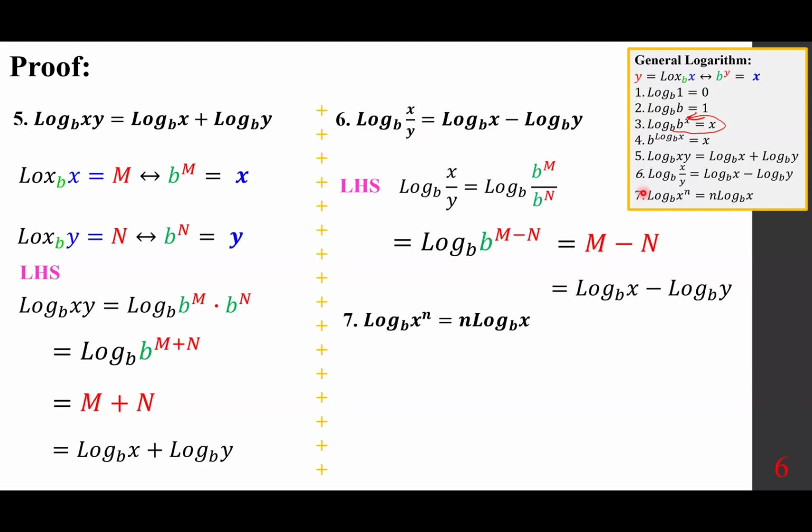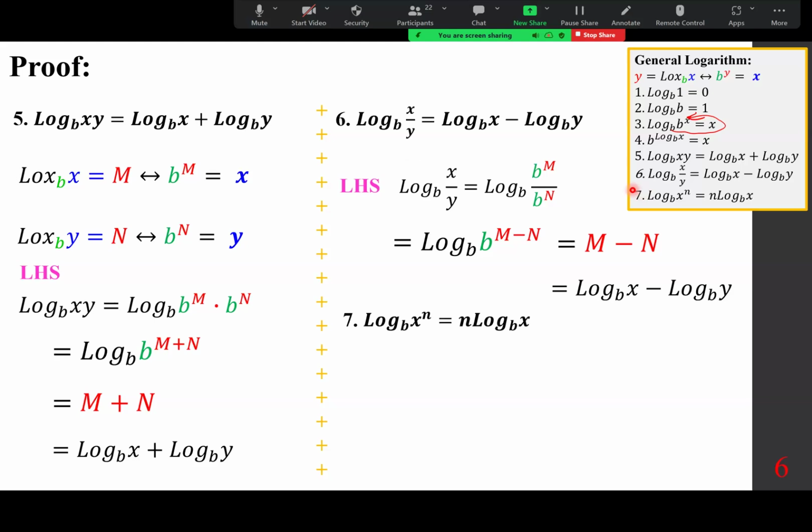Let's look at number 7. Rule number 7, the power rule, says log base b of x to the power of n is n log x base b. So how do we prove that? We are going to start with the left-hand side again. And we're going to say log base b of x to the power of n. We are going to replace the x here. What do we have? b to the power of m.